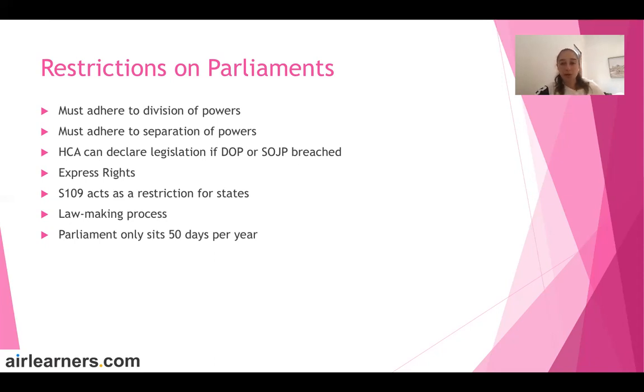Finally, the lawmaking process itself acts as a restriction on Parliament because there's so many formalities, in the sense that it has to go through a vote in both houses and then receive royal assent. And Parliament only sits for about 50 days per year. So there are significant time delays which act as a restriction on Parliament's ability to pass legislation.